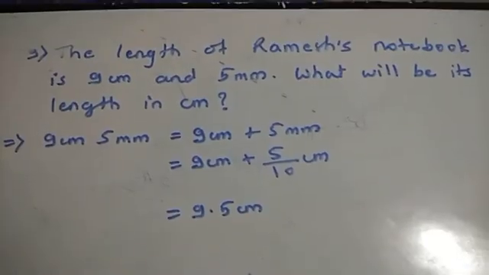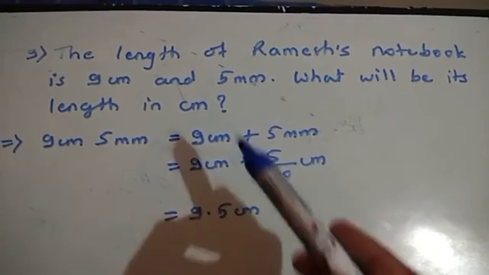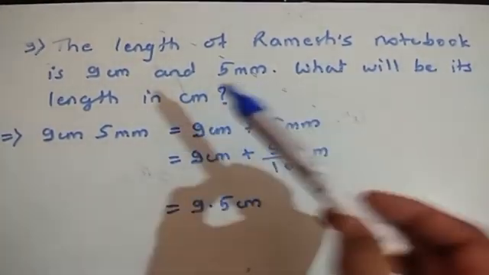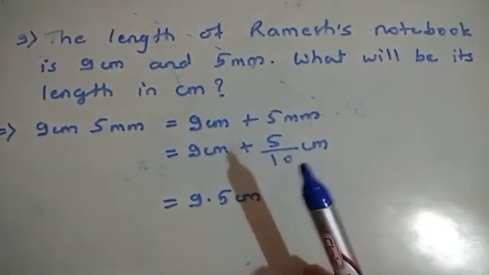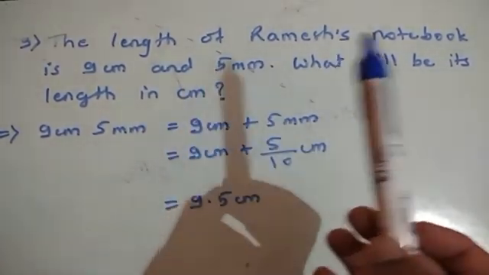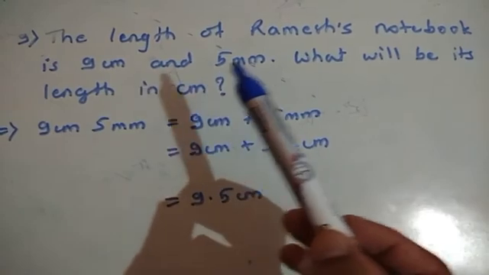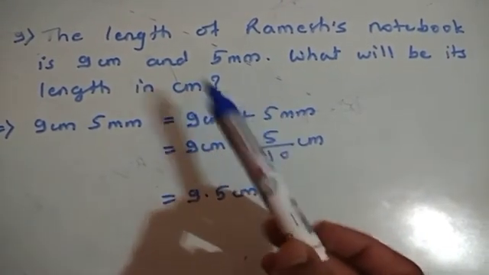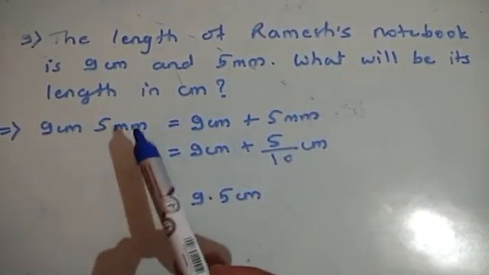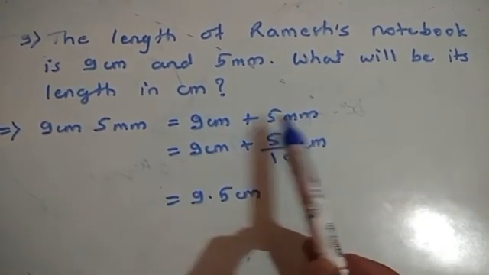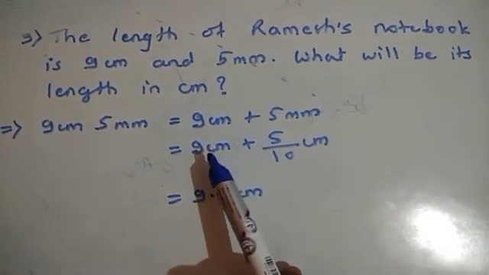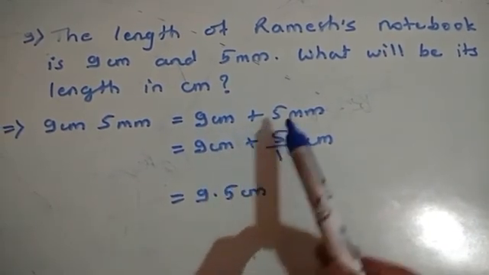Let's see one word problem. The length of Ramesh notebook is 9 cm and 5 mm. What will be its length in centimeter? Now here length of Ramesh notebook is given, that is 9 cm and 5 mm, that we have to convert into the centimeter. Therefore 9 cm 5 mm is equal to 9 cm plus 5 mm. Now 9 cm is already in centimeter, so no need to convert, right, as it is. 5 mm we can convert into the centimeter.